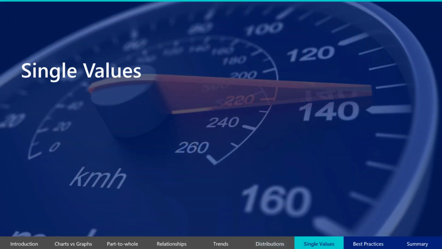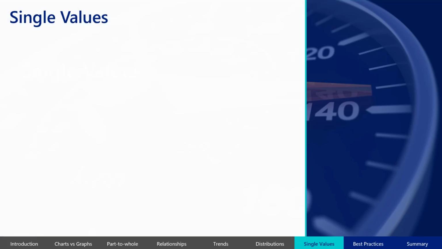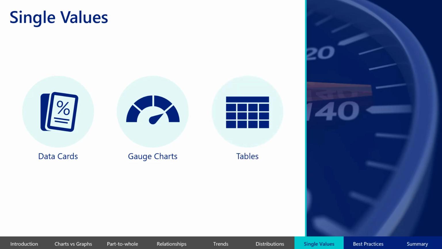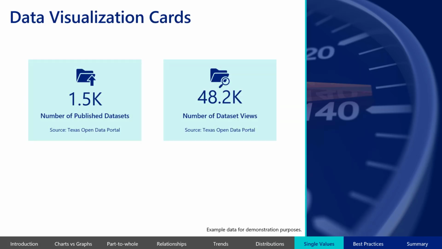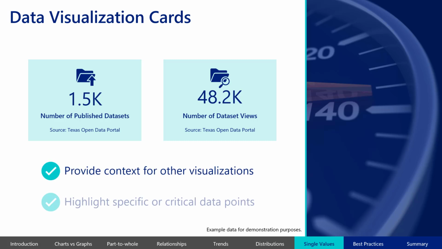There will be times when your audience simply needs to know a single number. While other kinds of charts can meet that need, data visualization cards, gauge charts, and tables can provide those single numbers in a quick, simple, and effective way. Data visualization cards often present single numbers in a dashboard alongside other data visualizations. This type of visualization is useful when you want to provide context for other visualizations. It is also useful when you want to highlight specific or critical data points, such as key performance indicators.